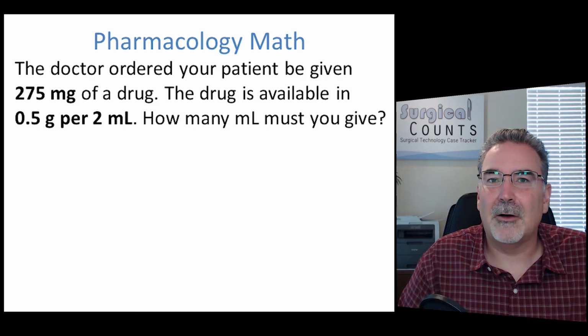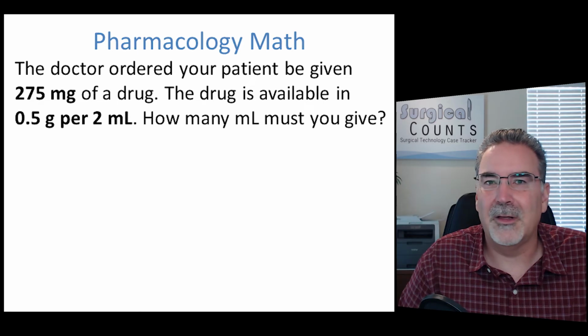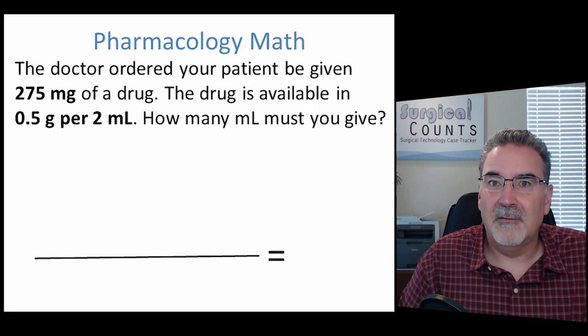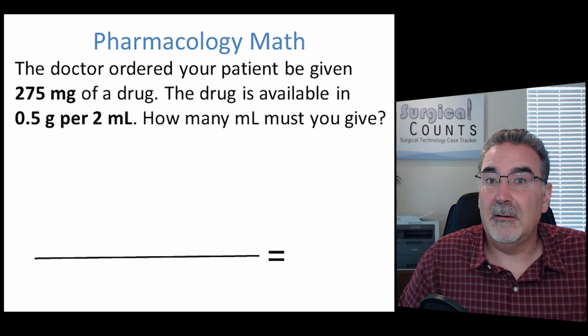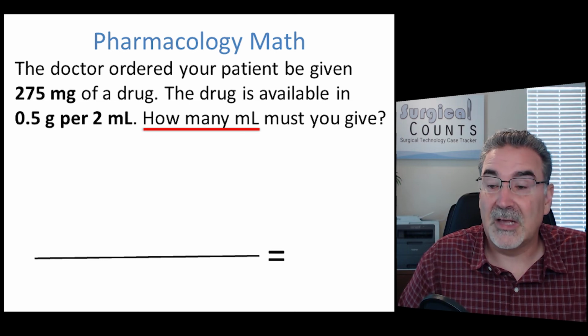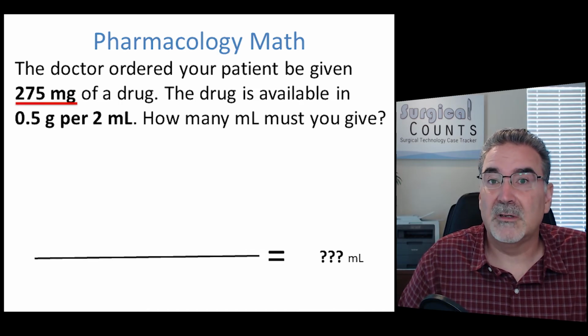Well, again, we're going to solve this problem by setting it up exactly the same way that we've done all the other ones. It's exactly the same. We're going to start with a horizontal line, followed by an equal sign. Then we figure out what's the question asking. Well, the question's asking how many milliliters. So that's what we're going to put on the right side of the equation. Now we have to find out our starting condition. Well, we're starting with what does the patient need?